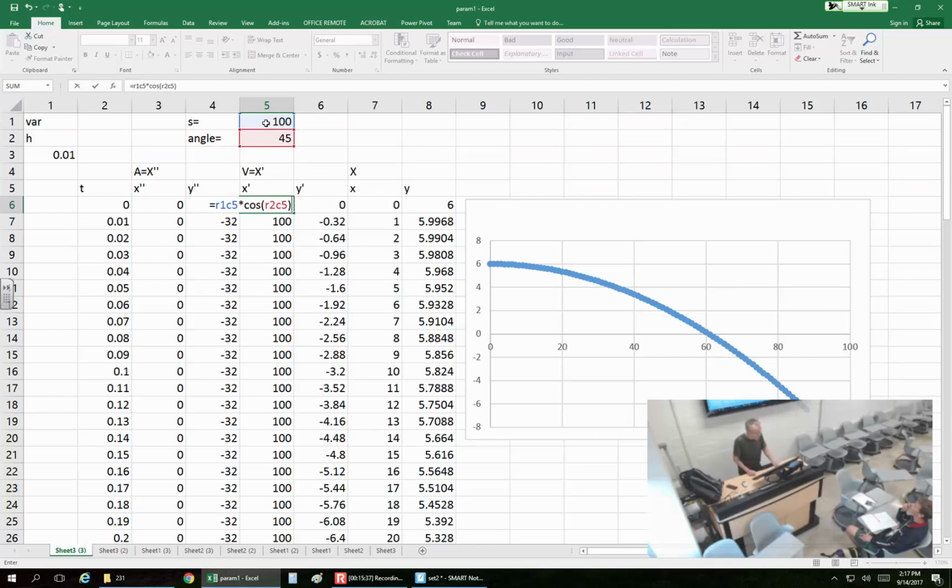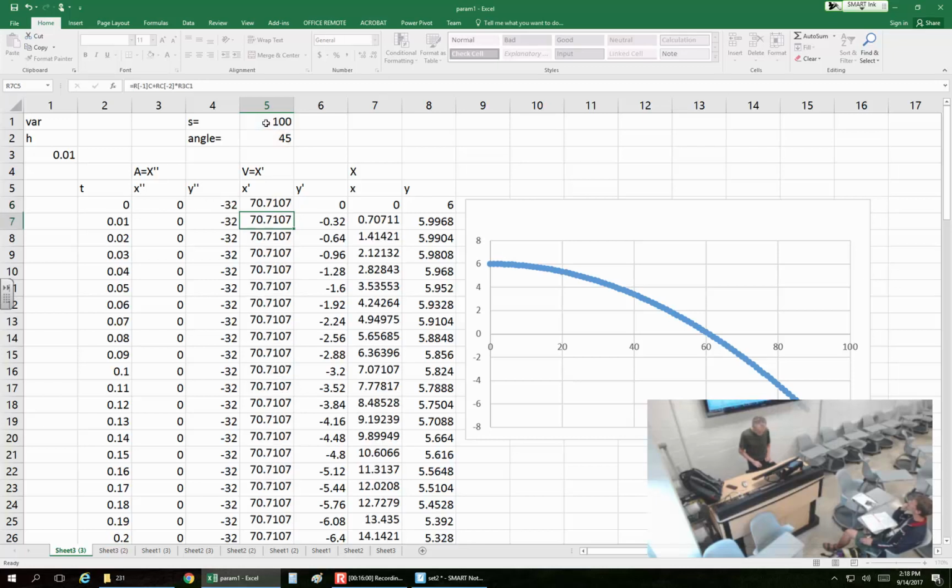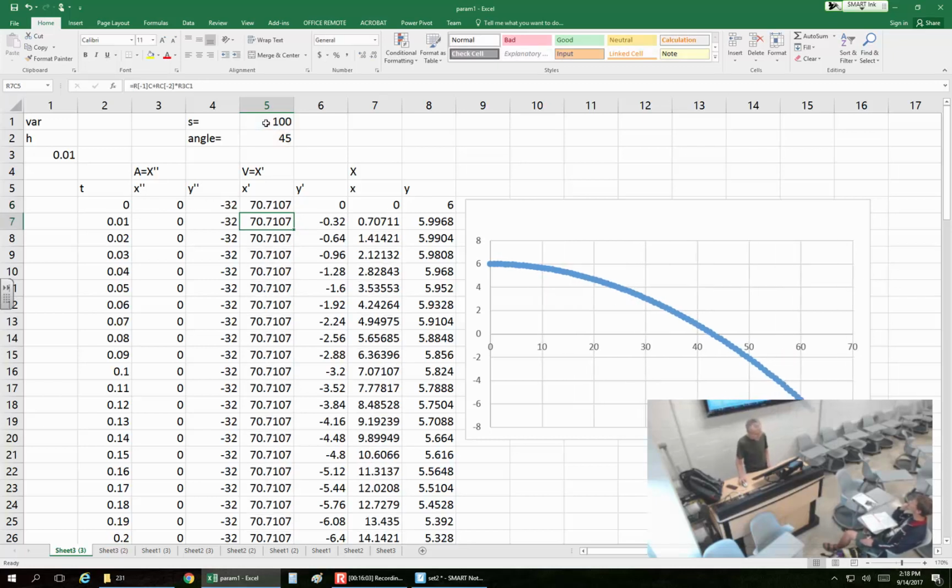Well, except I have to do something about it, because I want to write angles in degrees, but I have to compute cosine with radians. So what do I put here? Pi divided by 180. Yes. Multiplied by pi divided by 180. Okay? So, okay, 70, that looks reasonable.